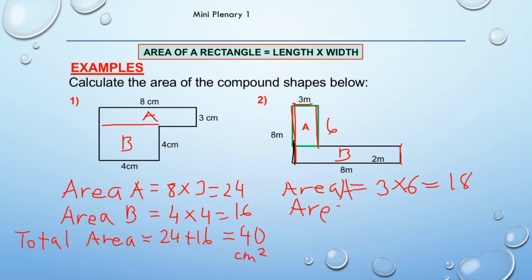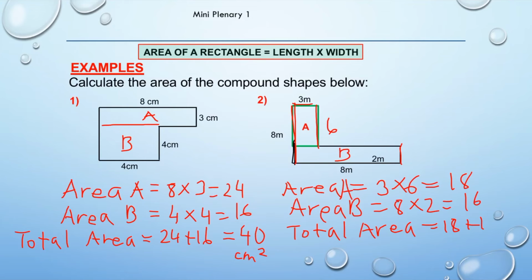Area B is equal to 8 into 2, which is equal to 16 centimeters square. Total area, just add both of the areas. 18 plus 16 gives us 34 centimeters square. There we go. We got the answers for both of these shapes.